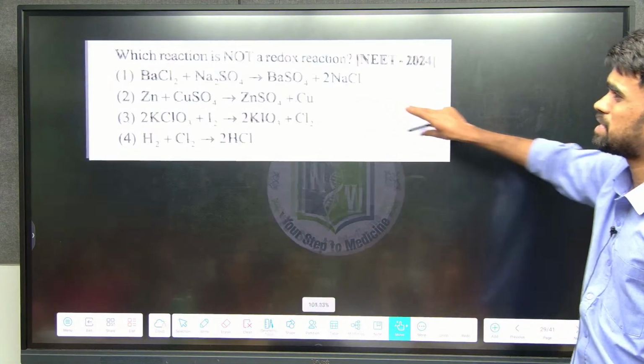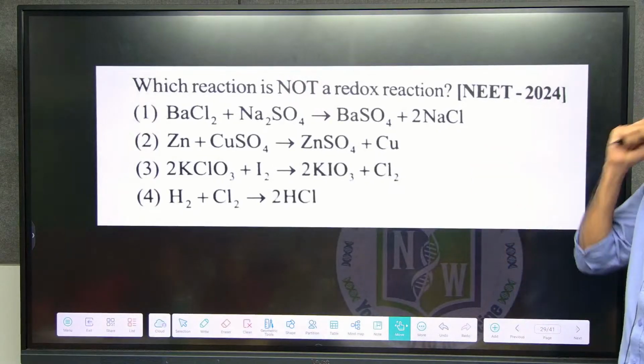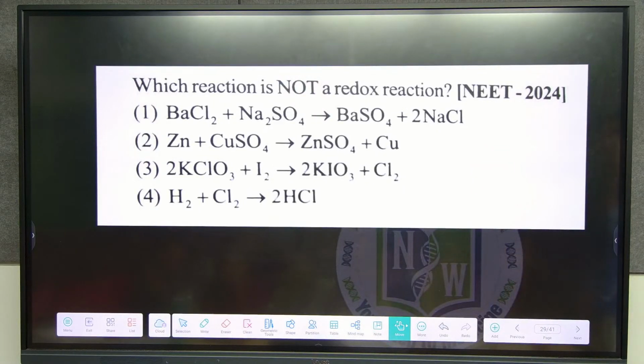Identify this, very basic. Fast. Which reaction is not a redox reaction? So redox reaction means what? Whether the two parts are there or not, you check.